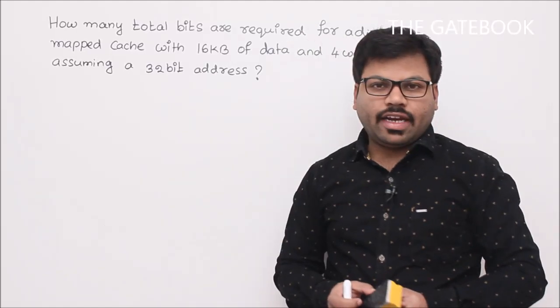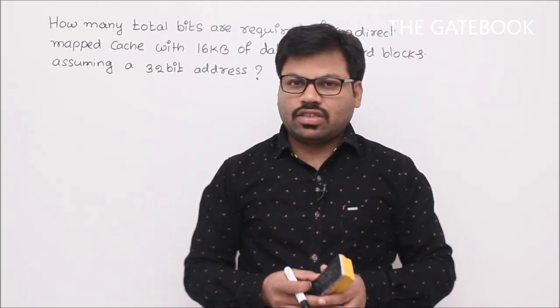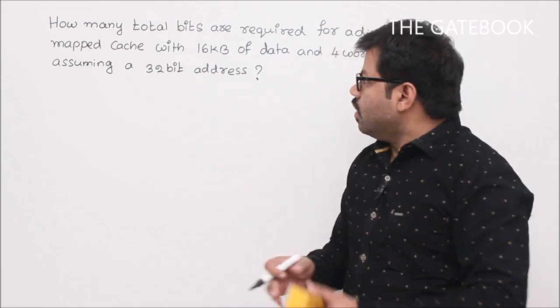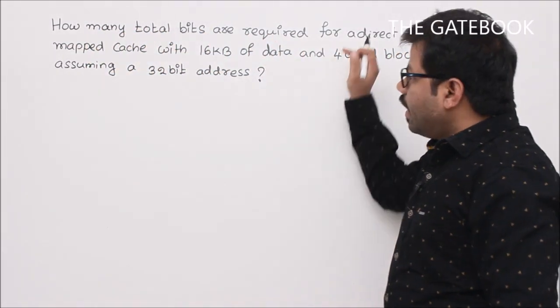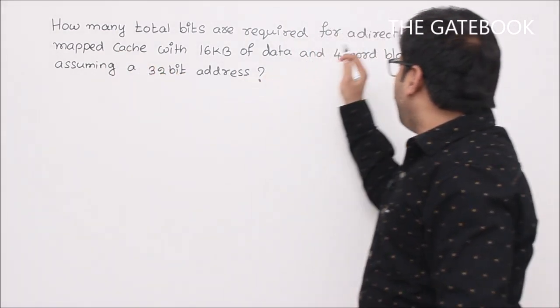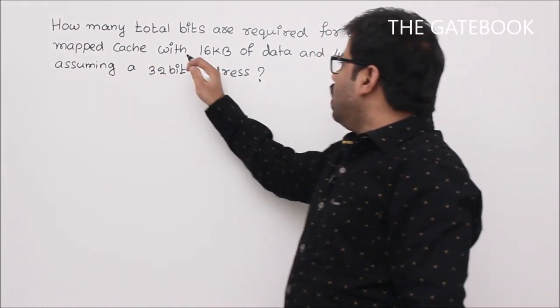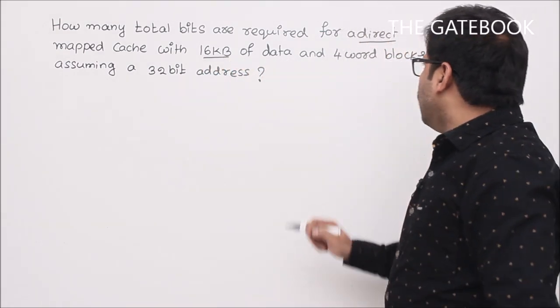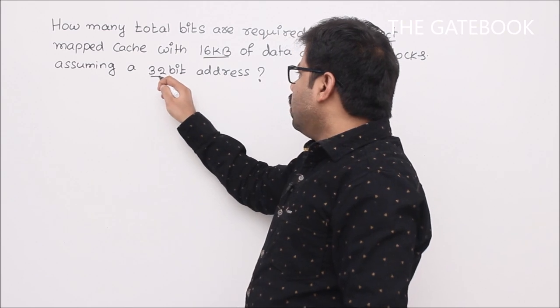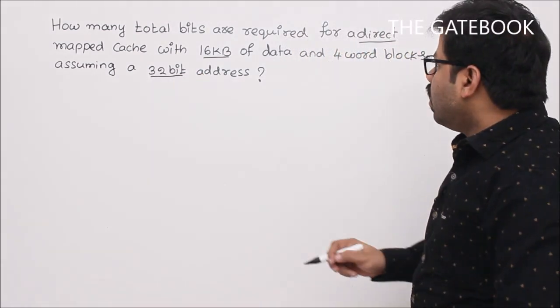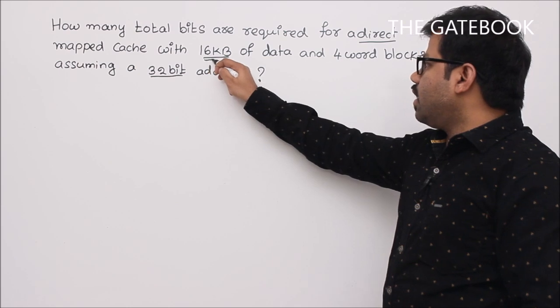Now we'll see some problems related to mapping techniques to understand them clearly. Okay, so first we see this problem. How many total bits are required for a direct mapped cache? This is important. It's a direct mapped cache with 16 KB of data and 4 word blocks, assuming a 32-bit address. So address size is 32-bit and cache size is 16 KB.